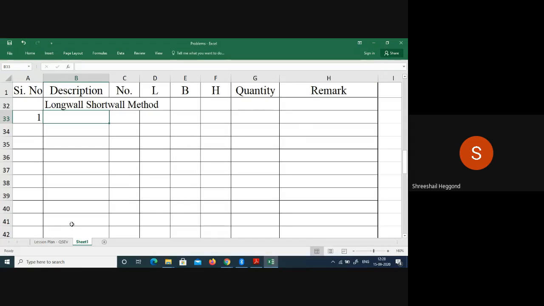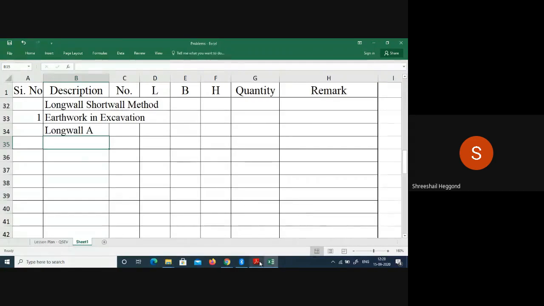Drill number 1. To work in excavation. In that, we'll be going for long wall, short wall method. Therefore, we can write as long wall. I can give naming as ABCD.